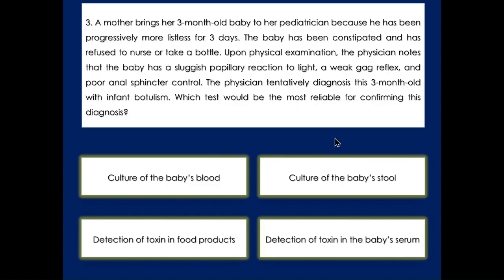3. A mother brings her 3-month-old baby to her pediatrician because he has been progressively more listless for 3 days. The baby has been constipated and has refused to nurse or take a bottle. Upon physical examination, the physician notes that the baby has a sluggish pupillary reaction to light, a weak gag reflex, and poor anal sphincter control. The physician tentatively diagnoses this 3-month-old with infant botulism. Which test would be the most reliable for confirming this diagnosis?